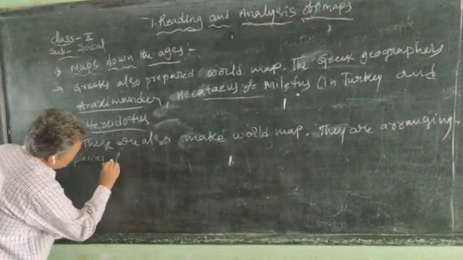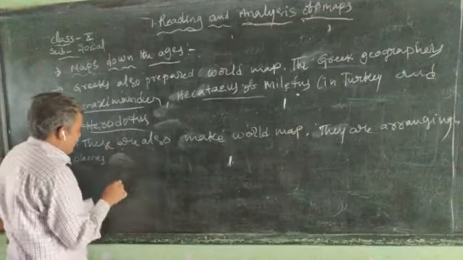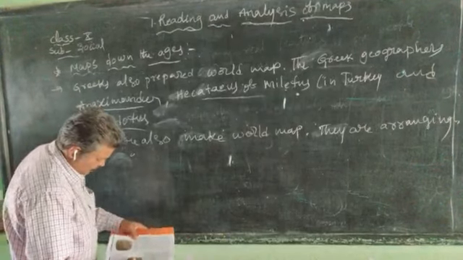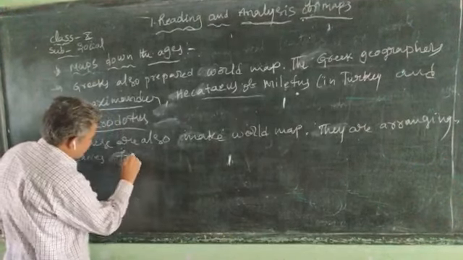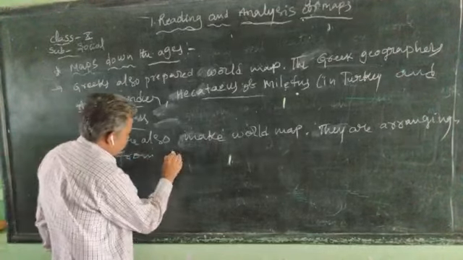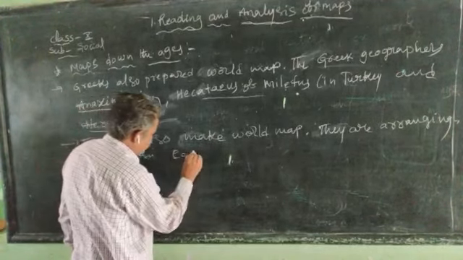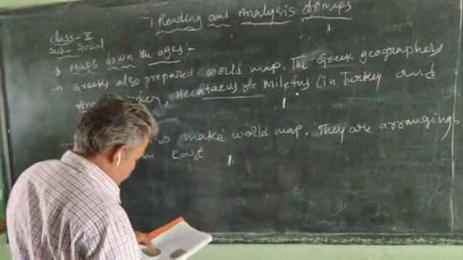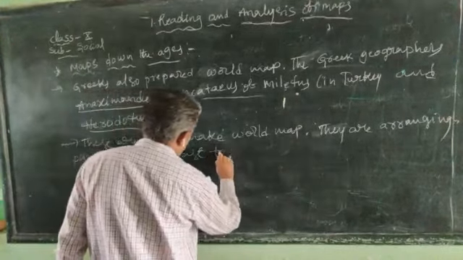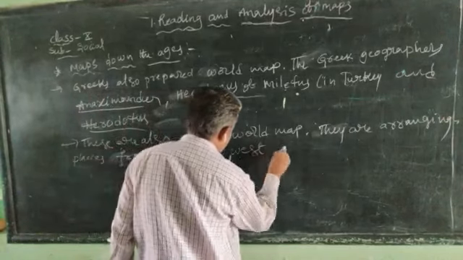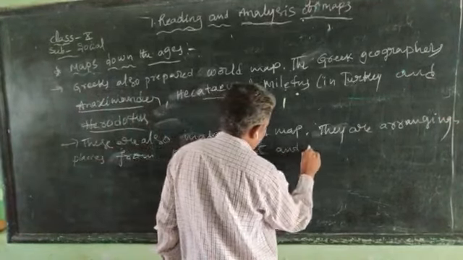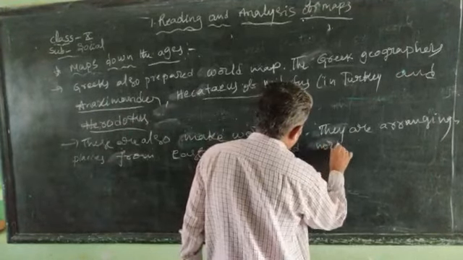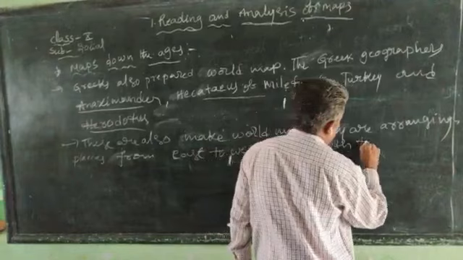Places were arranged from east to west and from north to south.